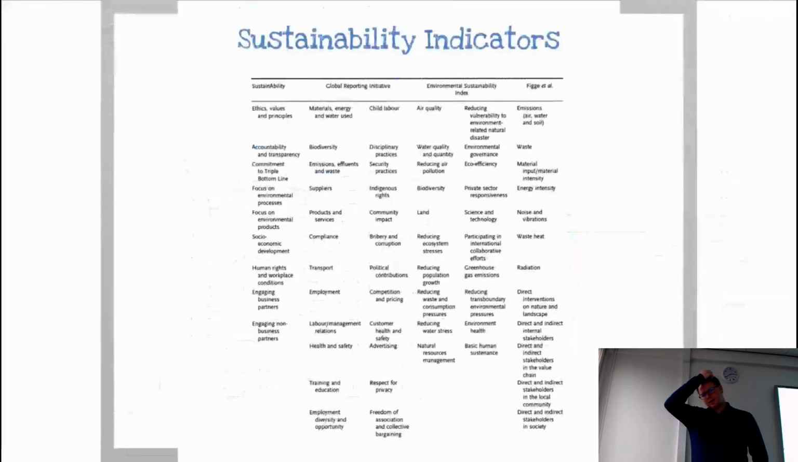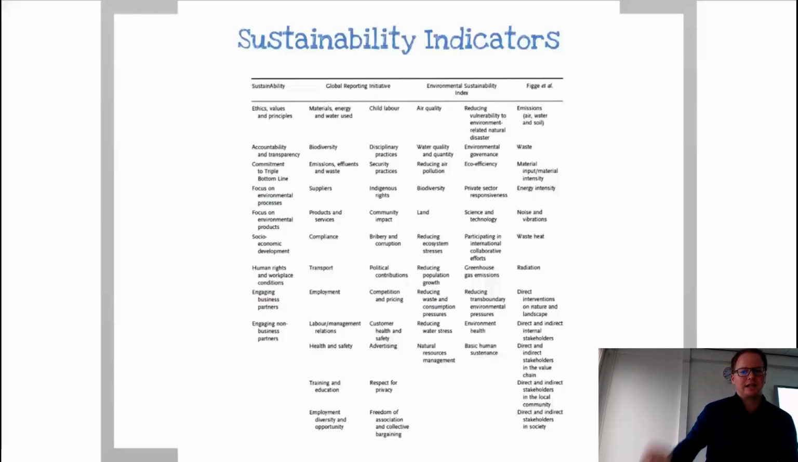Now then you have as well sustainability indicators. So here I've just listed a few from different papers and journals and agencies. I've tried to overlap them a little bit where possible. I'll talk you through it. So you have here sustainability, which is presented as a web page, but it's a charity. Then you have the Global Reporting Initiative. And then you have the Environmental Sustainability Index. Again, I've listed for you all the organizations in the previous slides as well.